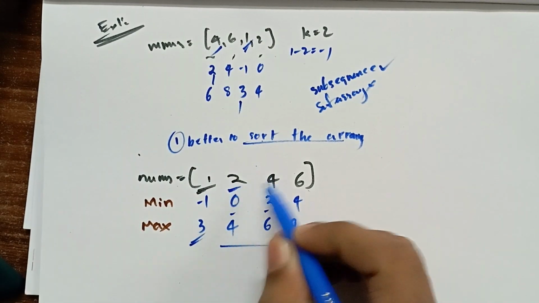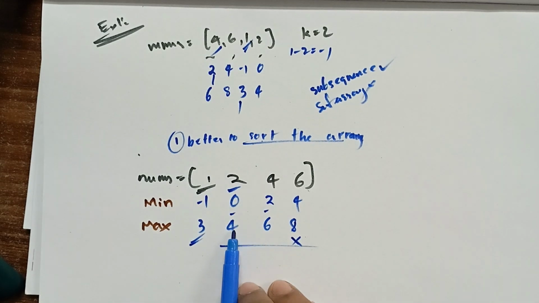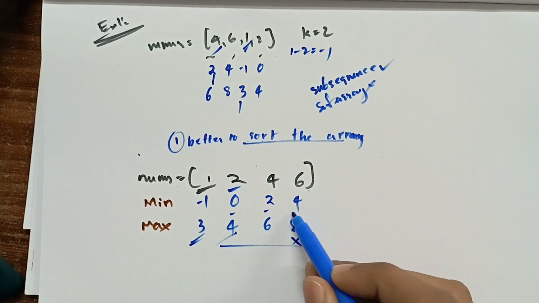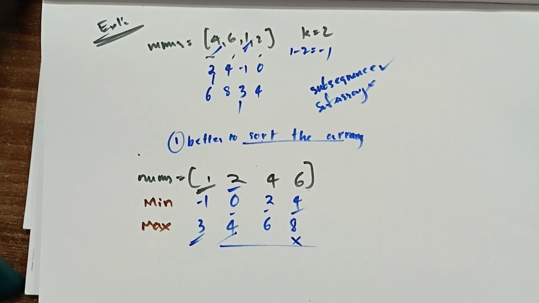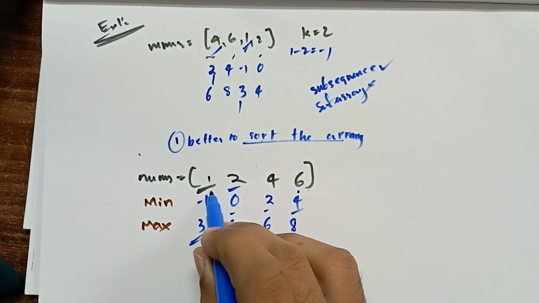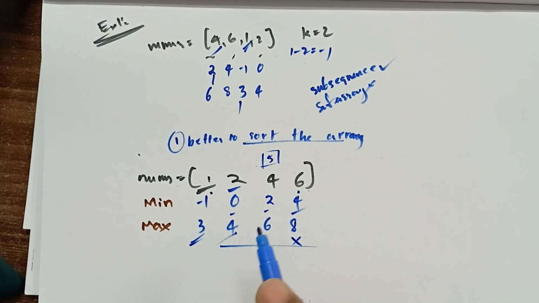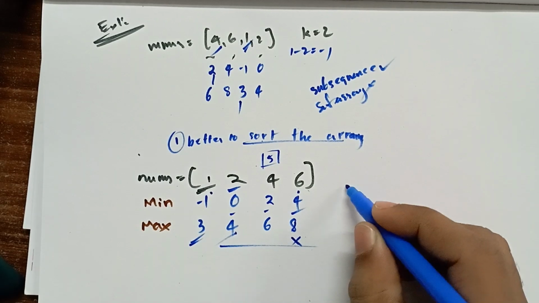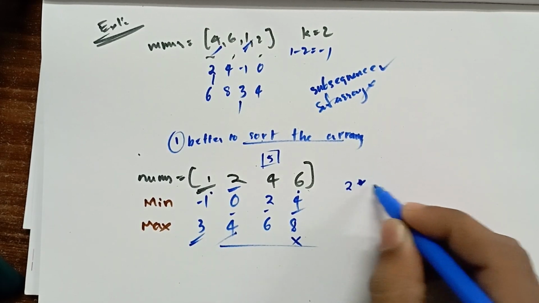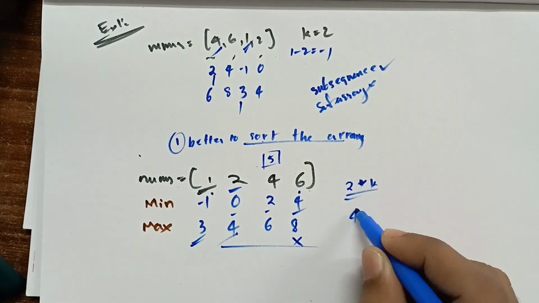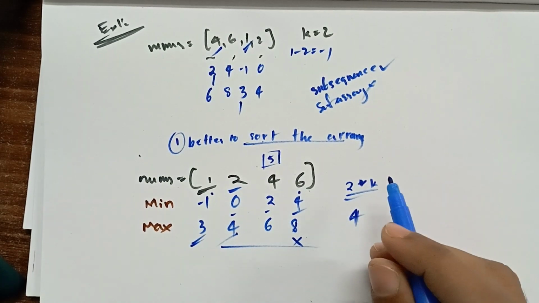Let us take 2. What is the maximum which it can reach? It is 4, and we have a 4 here. If you see, 6 minus 2 is 4, and the maximum which we can reach is 2 into k, that is 4.